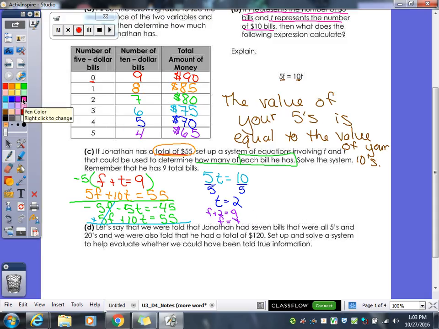So what's the last thing we'd have to put here? They gave us the problem in words. We have to write the answer in words. He has 2 10s and 7 5s.